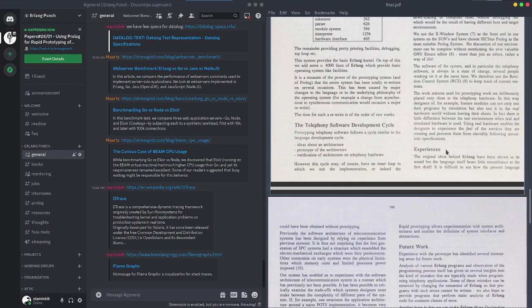The workstations used for prototyping are deliberately placed very close to the telephony hardware. In this way, designers of, for example, feature modules can not only test their programs by simulation but also test them in the real hardware world without leaving their chairs. In fact, there is little difference between the test environments when real and simulated hardware is used. Using real hardware enables the designer to experience the feel of the services they are creating and prevents them from slavishly following unrealistic specifications.